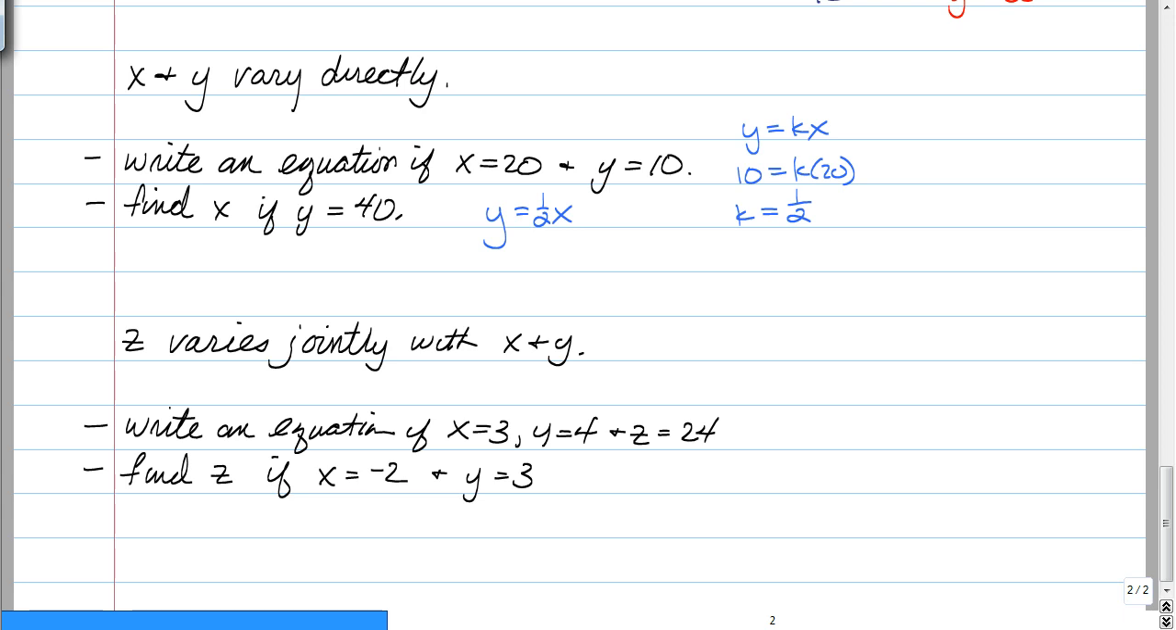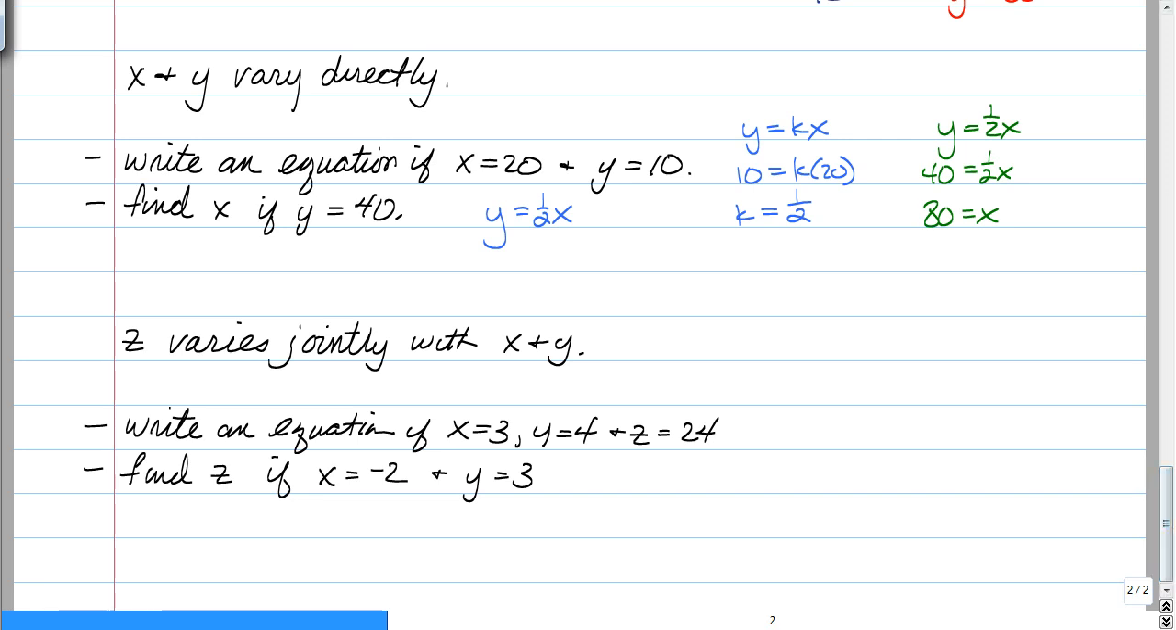So then we're going to use that equation, y is equal to 1/2 x. And we're going to find x if y is equal to 40. So 40 is equal to 1/2 x. Multiply both sides by 2 to get x by itself. And you get 80 is equal to x. And that's it. So your two answers, part 1, y is equal to 1/2 x. The answer is not just k equals 1/2. It wants the equation. And part 2, x is equal to 80 when y is 40.